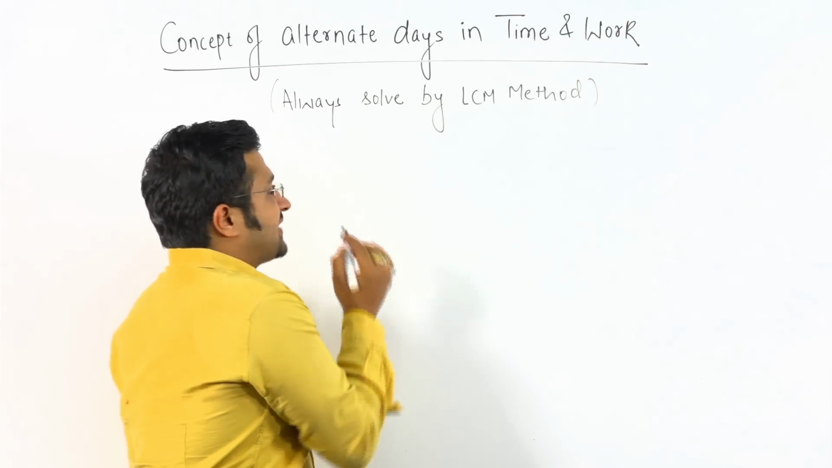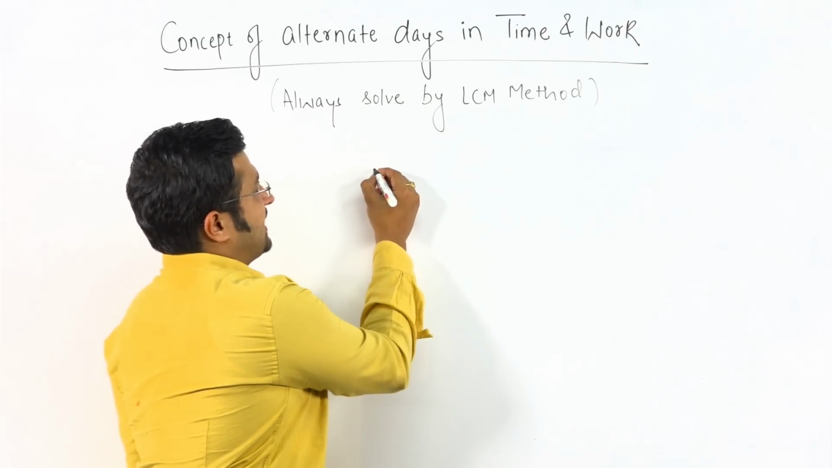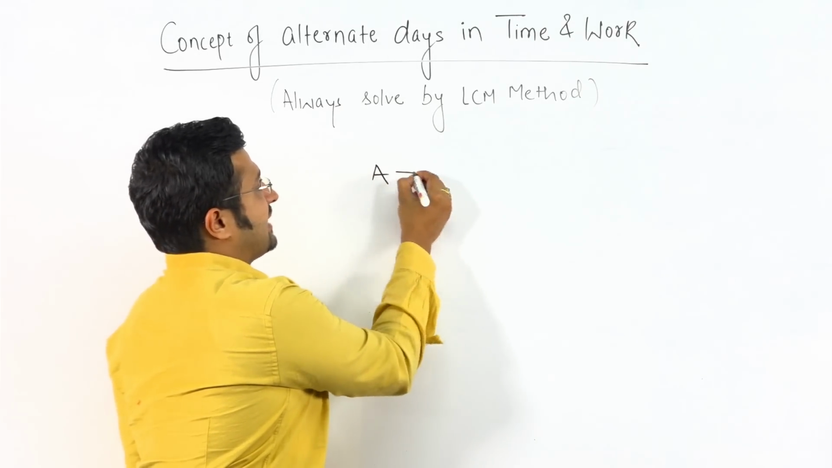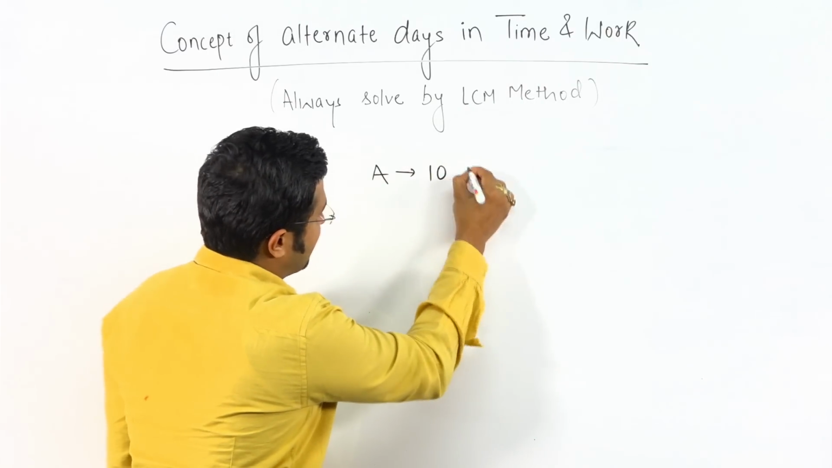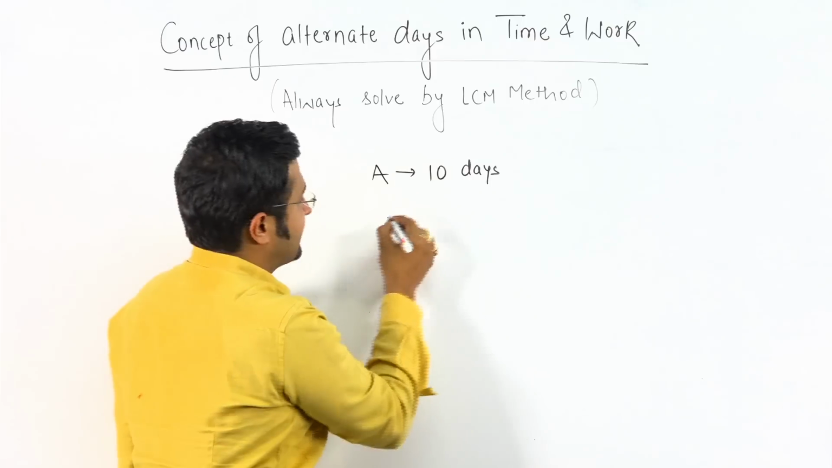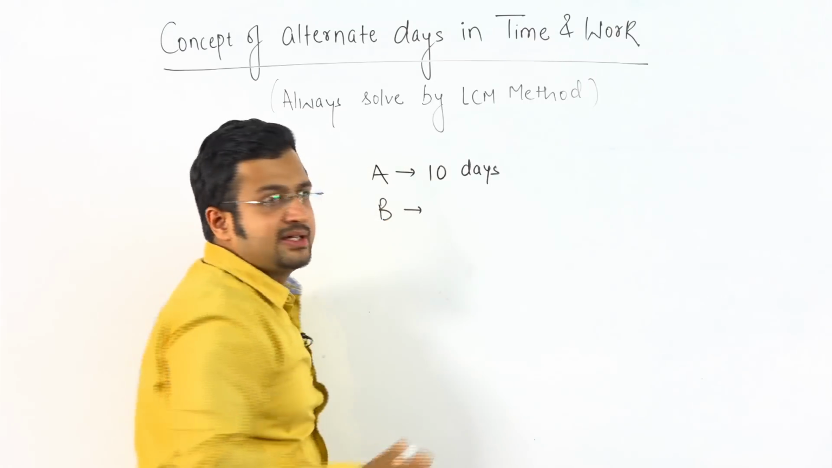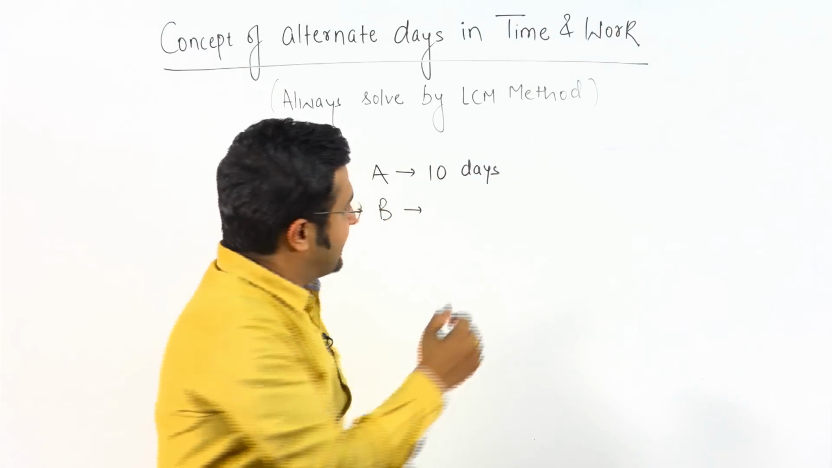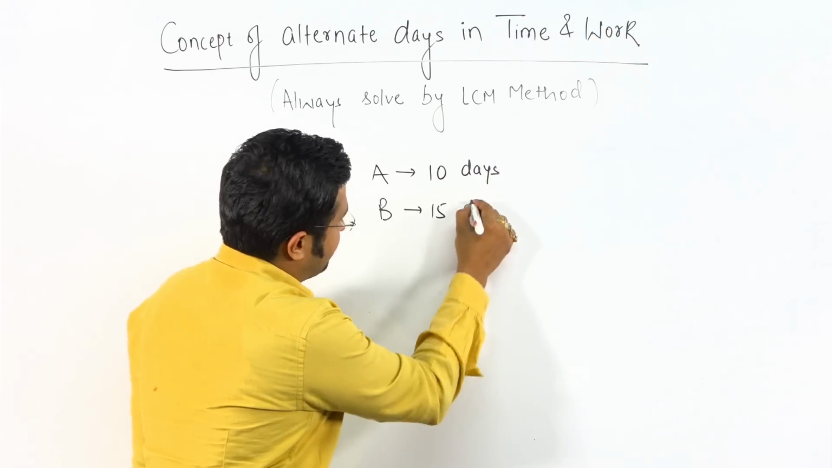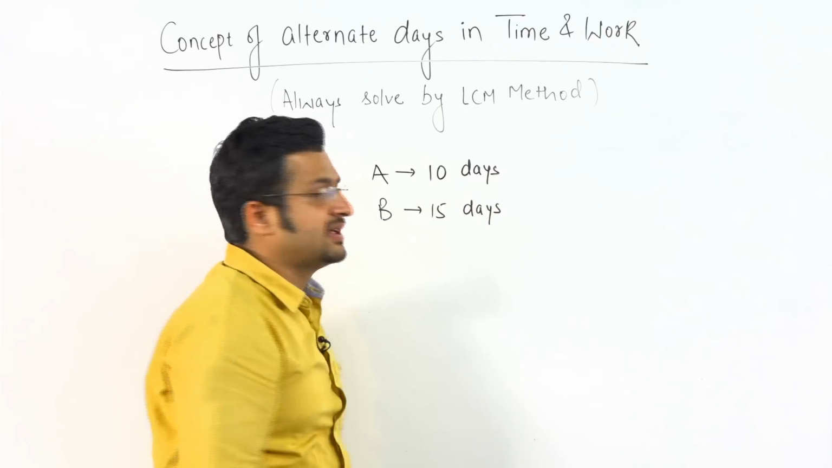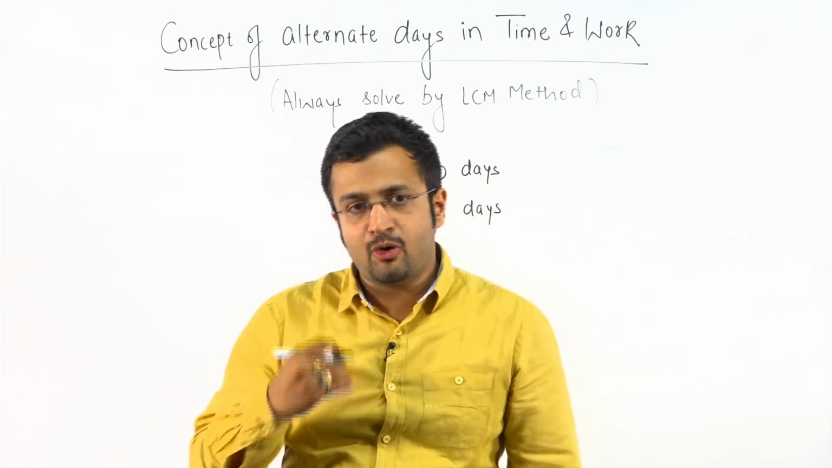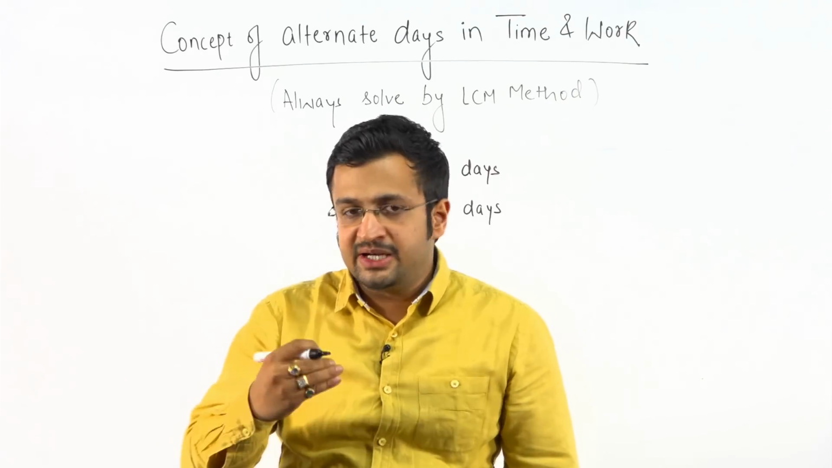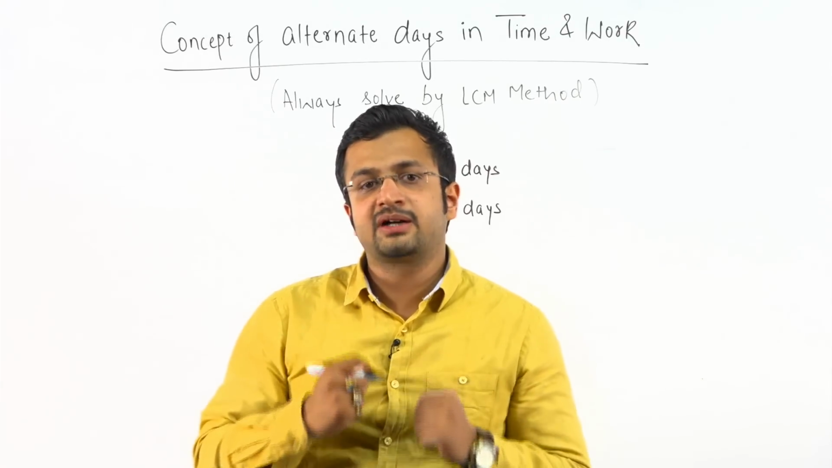Let's say A can complete a work in 10 days. A can complete a work in 10 days and B can complete the same amount of work in 15 days. In how many days will the work be completed if A and B work together?